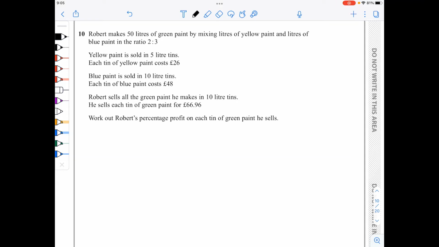I like to approach this question through a table. We've got the yellow paint, we've got blue paint, and it's the total here. It's the green paint actually, the total. So we've got this in the ratio 2:3, and this means the total is 5. So in terms of liters, because he's making 50 liters of green paint, it's going to be 20 liters of yellow paint and 30 liters of blue paint.